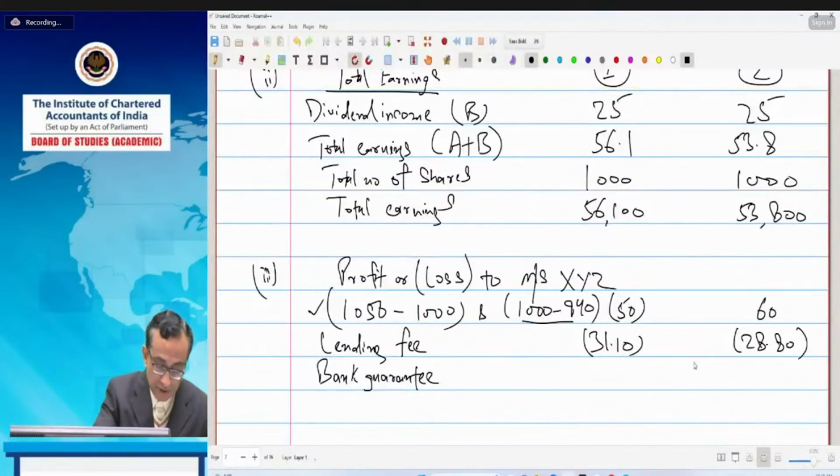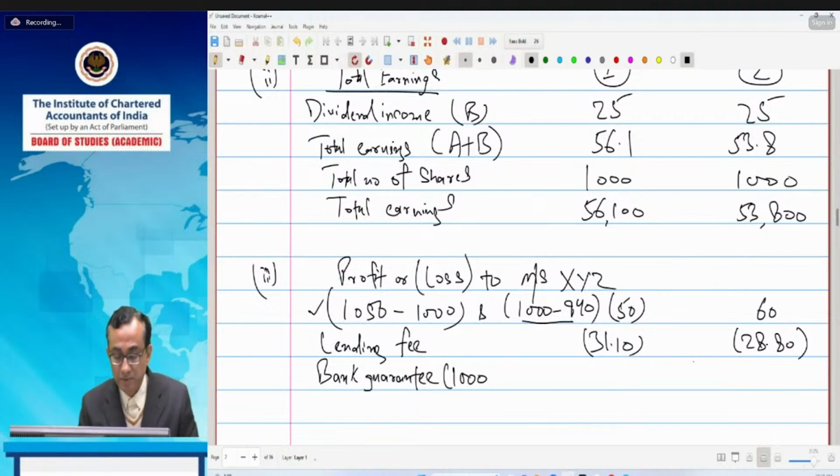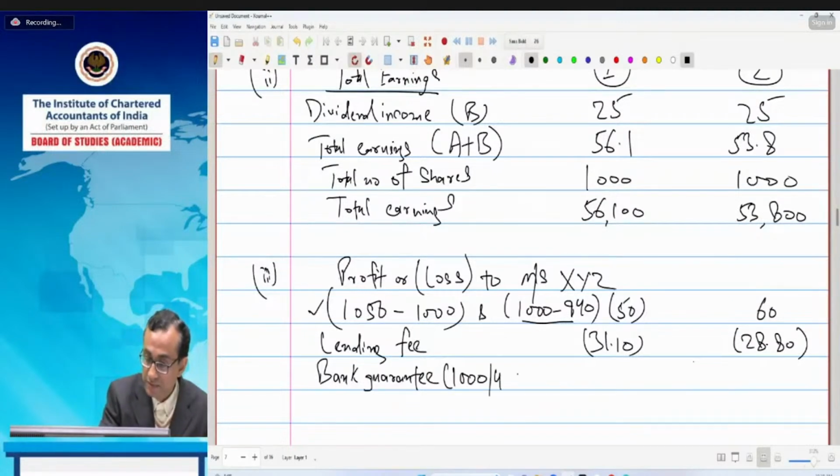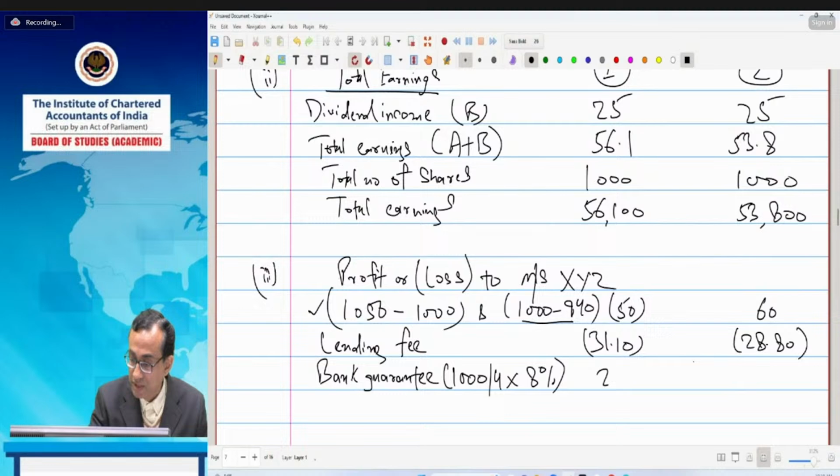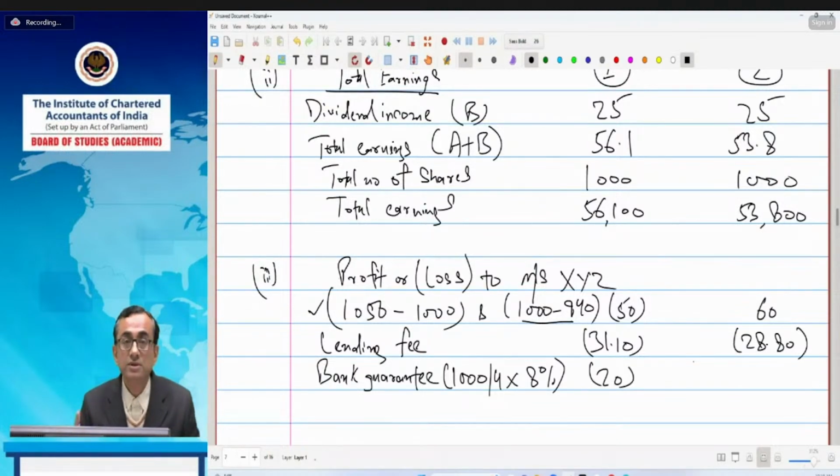This will be for 1000 only, because the total amount is 1000. So 1000 divided by 4, that is 250, multiplied by 8%. So it is 250 into 8%, which comes to 20. The total amount is 1000, but we are taking it for 3 months only. So 250 into 8% comes to 20 rupees in scenario 1 and scenario 2.